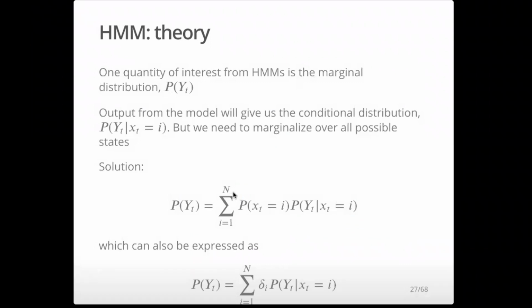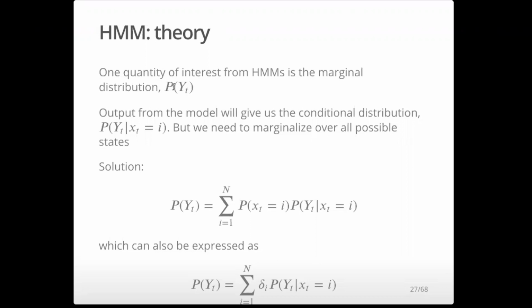Sticking with our data, there are a lot of quantities of interest that people can calculate using HMMs. One of the most common is the marginal distribution, or the probability of our data y sub t. This is useful for things like calculating leave-one-out cross-validation, which we'll talk about later, or for thinking about the predictive abilities of different models. If you were to compare a model that included covariates to one that didn't, you would need some kind of validation or comparison.